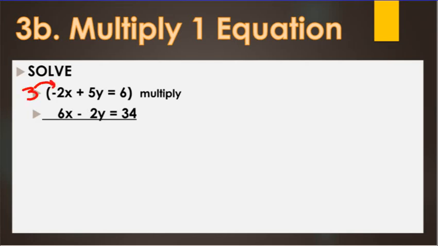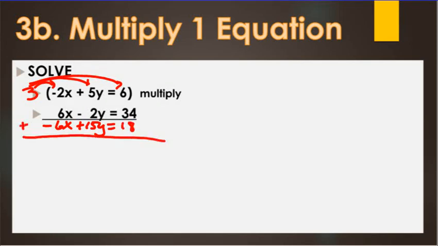When I do that, 3 times negative 2x is negative 6x. 3 times 5y is a positive 15y. 3 times 6 is 18. And I'm just going to add these bottom two. The x's eliminate. Negative 2y plus 15y is 13y. 34 plus 18 would give us 52. To get y by itself, I divide by 13.